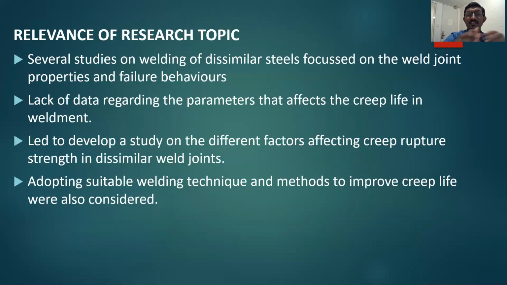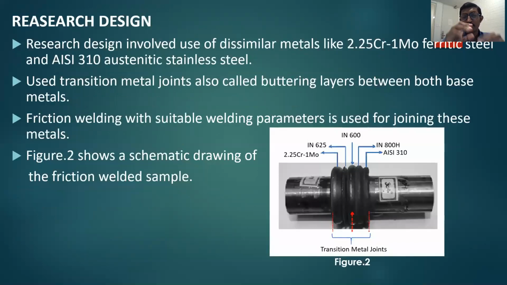The relevance of the research topic was to find out the factors that are affecting the creep rupture life of dissimilar weld joints, and what is a suitable welding procedure that can be adopted to join these dissimilar steels, which can enhance the creep life of the weld joints so formed. So this has led to developing a new research design.